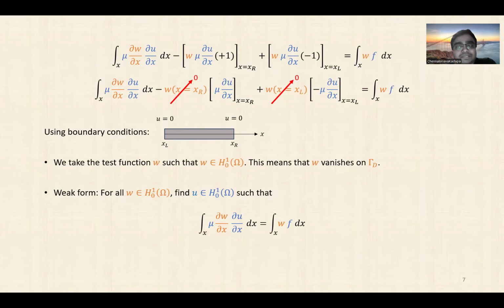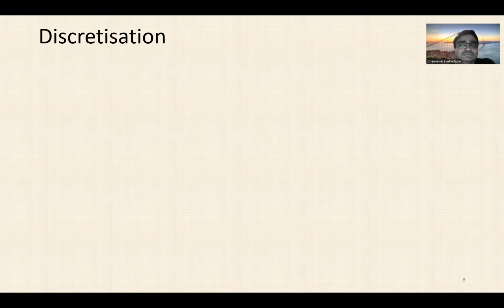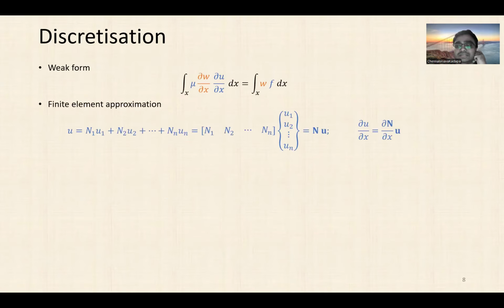This is the first step in applying the finite element method. After we have the weak form, we apply the discretization. We discretize the domain, or we approximate the domain. Okay, before we discretize, first we approximate the solution. Okay, so approximation using a linear combination of basis functions and the degrees of freedom.